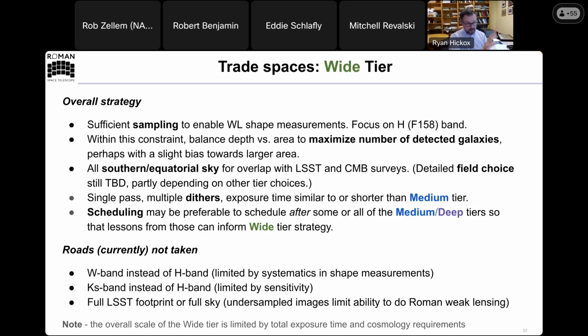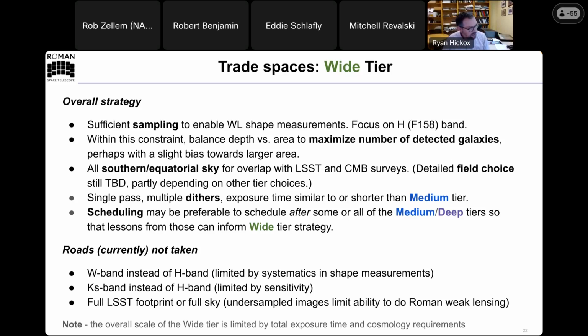The working group that looked at this thought that this survey should generally go in the southern equatorial sky, because there's most overlap both with LSST and with upcoming sensitive CMB surveys. But the detailed field choices are still to be determined. And there's a lot of overlap with northern hemisphere telescopes that could still be achieved by going in the equatorial sky. So there's a lot of detail to be worked out there.